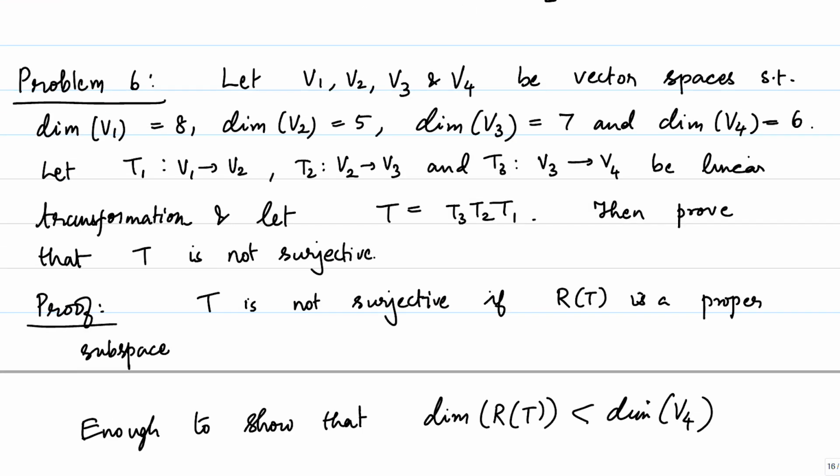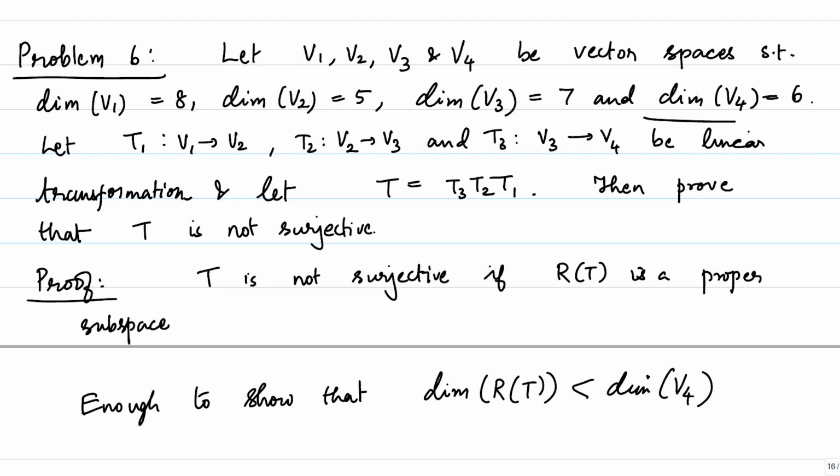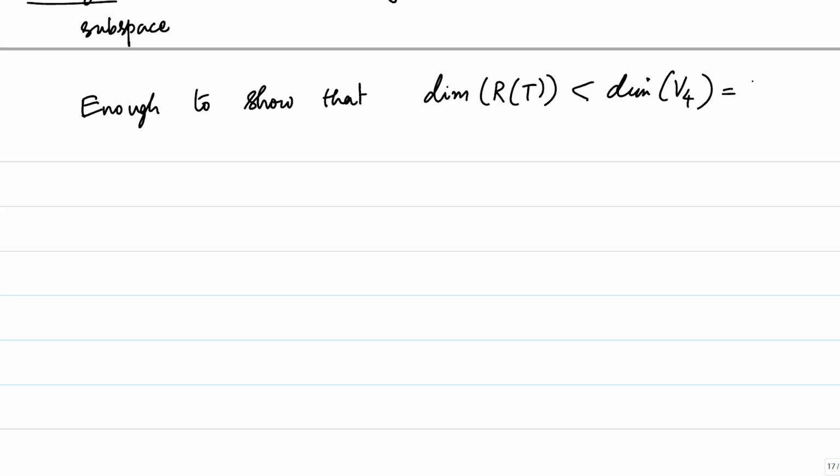And this is having some dimension. What is the dimension of V4? That is given here to be 6, as you can see. So if we show that the dimension of R of T is less than 6, then we are done, because it cannot be a proper subspace which has dimension equal to 6, right? So let's now try to prove that the dimension of R of T is less than 6. But what is T? Recall that T is nothing but T3, T2, T1.